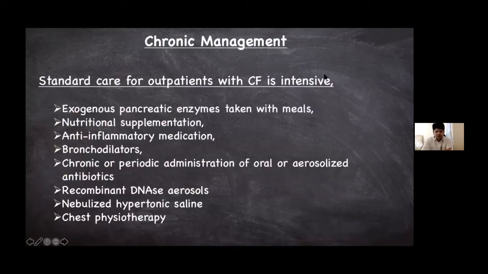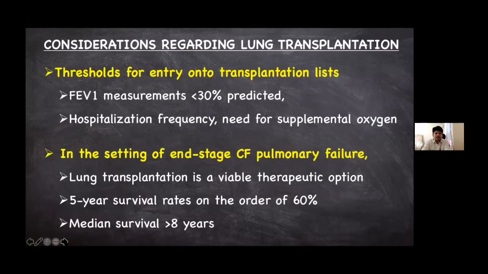Management is like what we know already of bronchiectasis, we can extrapolate, but along with that, it is not just a respiratory problem, it's a systemic disease, so many parts are involved. The standard of care suggested by Harrison includes exogenous pancreatic enzyme, nutritional supplementation, anti-inflammatory medication, bronchodilator, chronic or periodic oral or aerosolized antibiotic, what we saw already, 5 regimens. Recommended are DNase aerosols, which are approved for cystic fibrosis-related bronchiectasis, nebulized hypertonic saline, and chest physiotherapy. These components should be part of your management of a patient with cystic fibrosis.